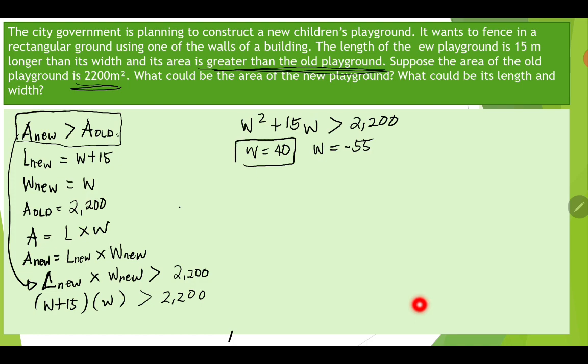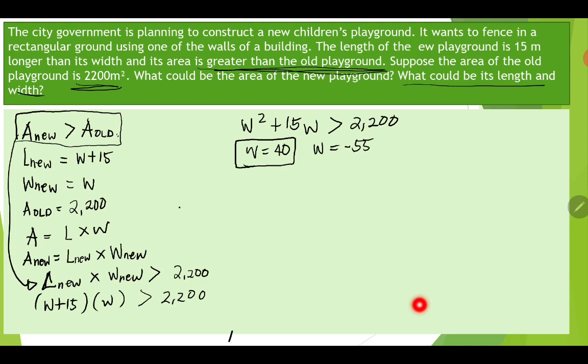Tandaan, sa length po, sa measurement po ng length, ng distance, wala pong negative. Laging positive. Hindi mo naman sinabi na, pag tinanong sa'yo, gano'ng kahaba ang nilakad mo, hindi mo naman pwedeng sabi, negative 6 kilometers. Kasi wala namang negative na distance or na length. So, gagamitin natin yung positive 40. So, ibig sabihin, ang pwedeng, sabi, what could be its length and width?